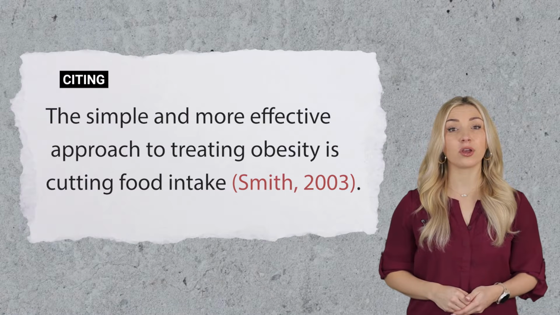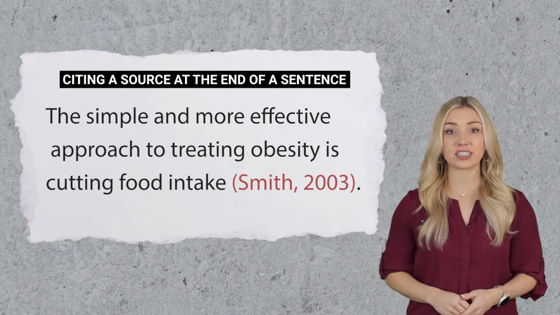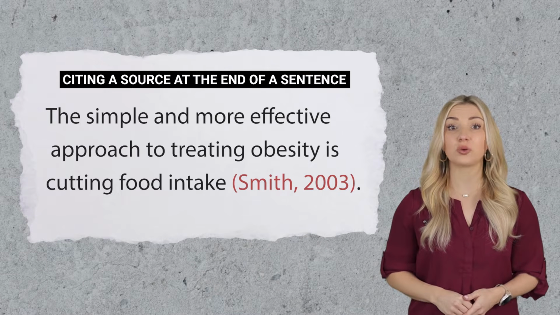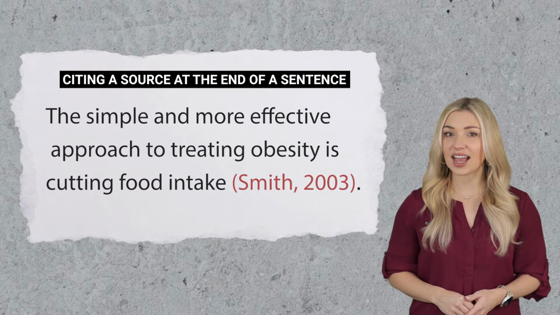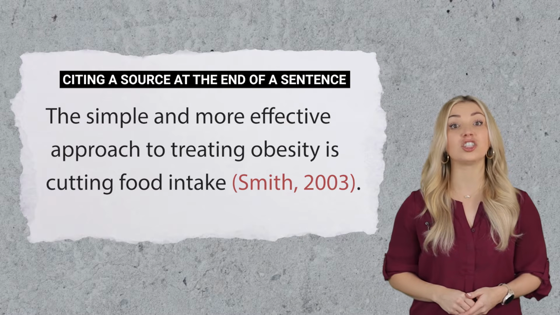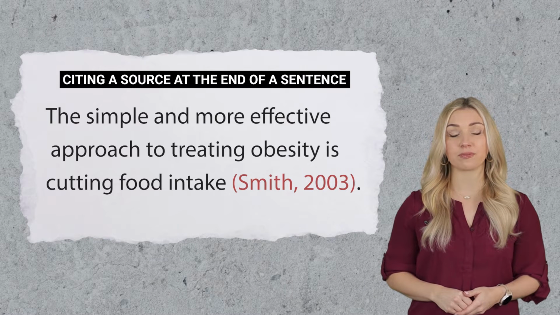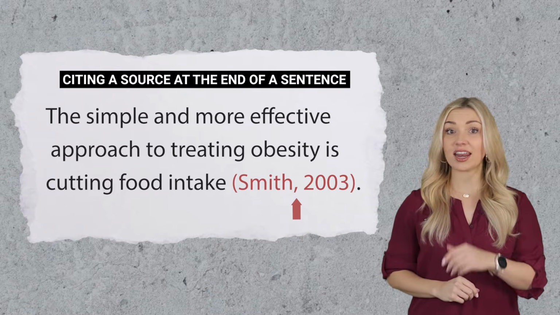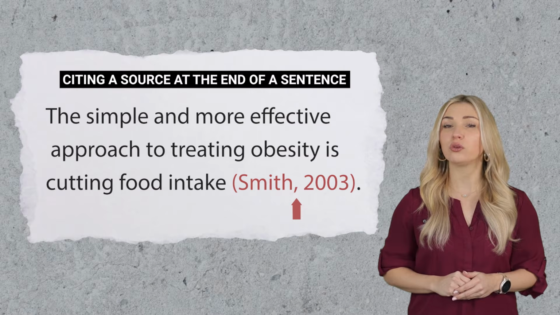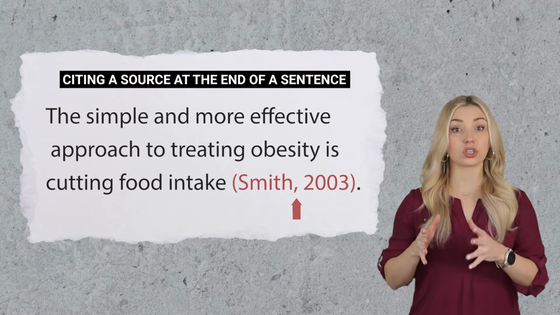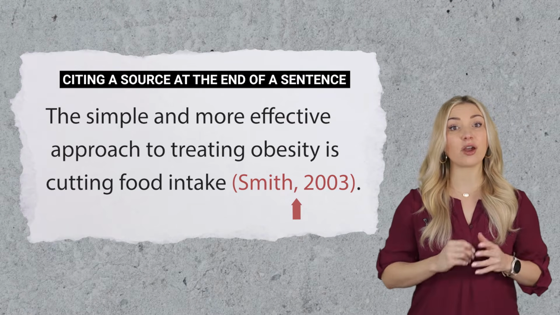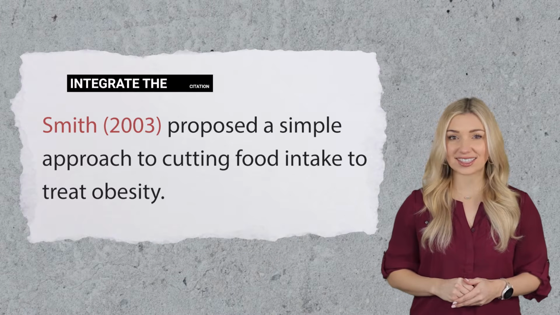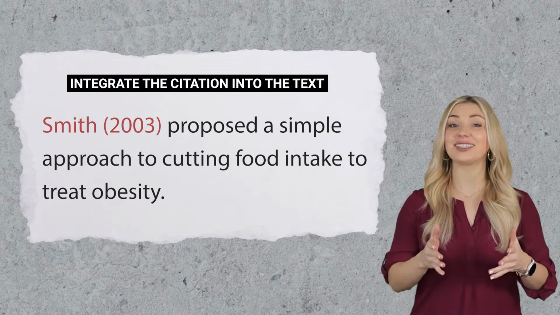In this example, we are stating that the most effective approach to treat obesity is to cut food intake. This idea comes from a paper published by John Smith in 2003. We are citing the source at the end of the sentence. If you're citing the source at the end of the sentence, you should include the author's surname and the year of publication in brackets.